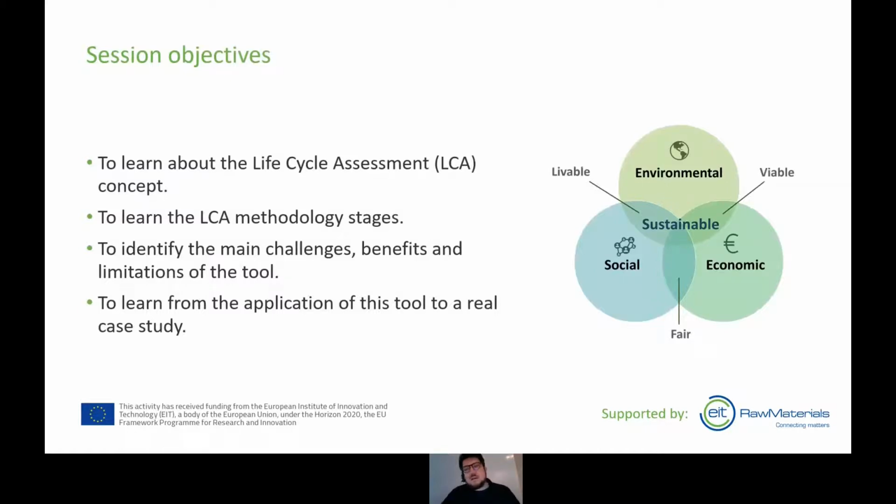So what we will have at the end, as Julia mentioned as well, is related to the sustainability aspects, but LCA is more focused on the environmental part. In this pillar, we learn for sure what the concept is about. Probably some of you already know it or have heard about it. Secondly, we go through all the different steps that we need to follow, and also identify the challenges and limitations that this tool can present when we apply it to a certain project or product. And at the end, we see the application of the tool in the real case study that I mentioned before.